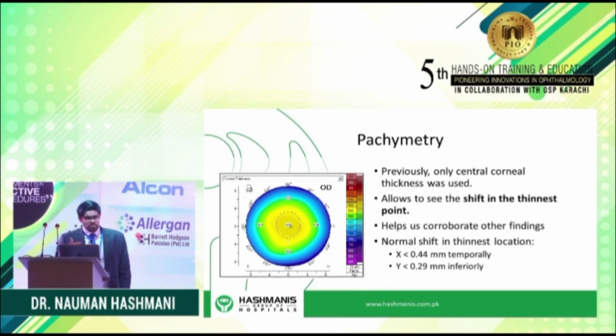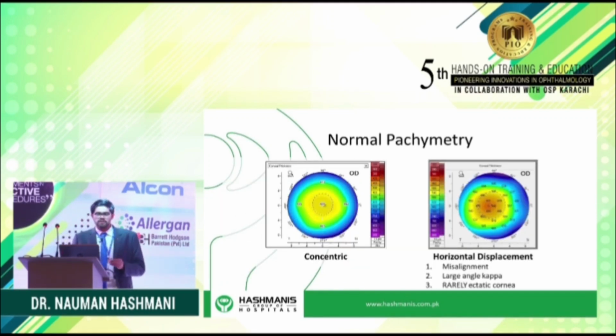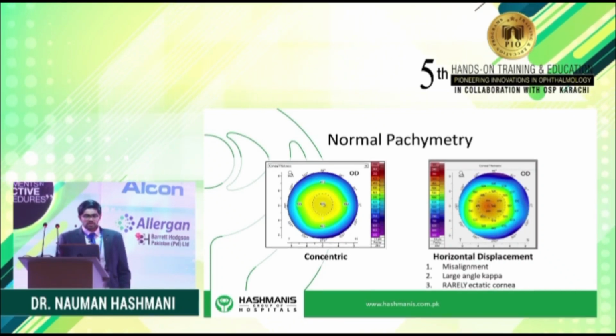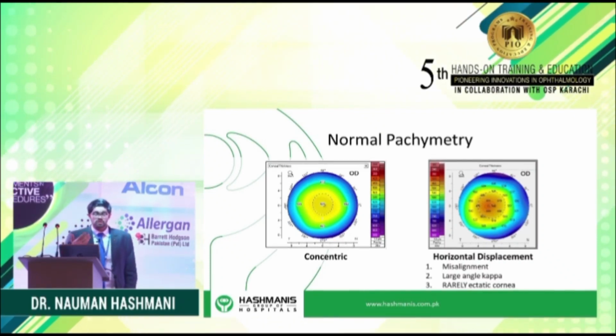And the normal thinnest location is anywhere less than 0.44 millimeters on the x-axis and 0.29 millimeters on the y-axis, temporally and inferiorly. So again, what are some normal pachymetric maps? So this concentric pachymetry, you can see that there is no thinnest point dislocation here. So there is nothing wrong with this cornea, the concentric. Then you've got a horizontal displacement. Now this particular case, a lot of you might be thinking that this is someone who has a thin cornea, but this is just a post-refractive surgery patient. And this was one of the maps that I had that I could show horizontal displacement.